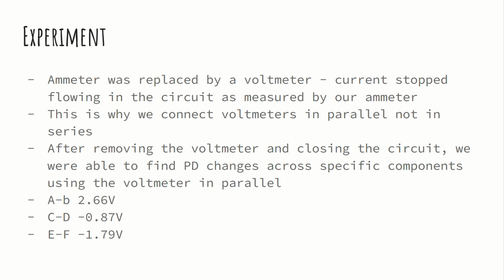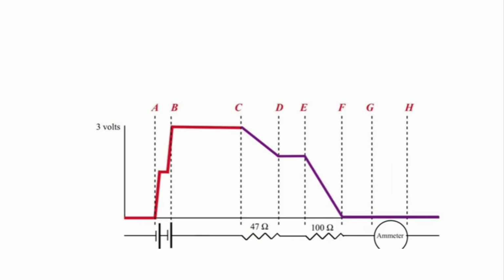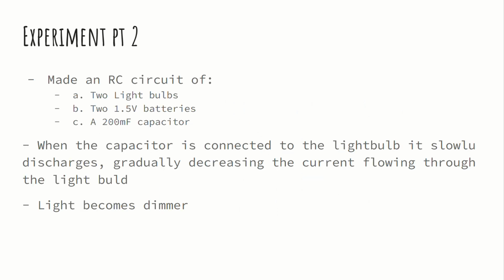After removing the voltmeter and closing the circuit, we were able to find the potential difference changes across specific components. I've marked some of the noticeable ones here. A to B is across both batteries, so that's the start of the circuit. That's the gain in voltage. And then across both resistors that we had connected, this is the drop. You'll notice that the sum of these three values is 0. I've made a helpful graph here that showcases exactly what's happening with the 47 ohm resistor and the 100 ohm resistor, right? You see how the potential difference ultimately does come back to 0. That's a law, and that law we proved in our experiment.